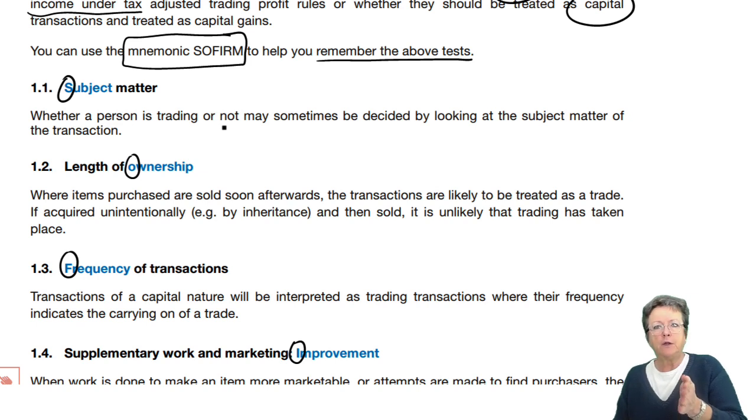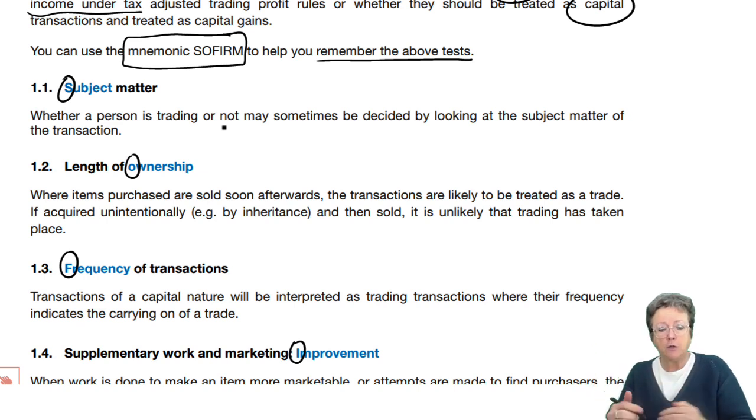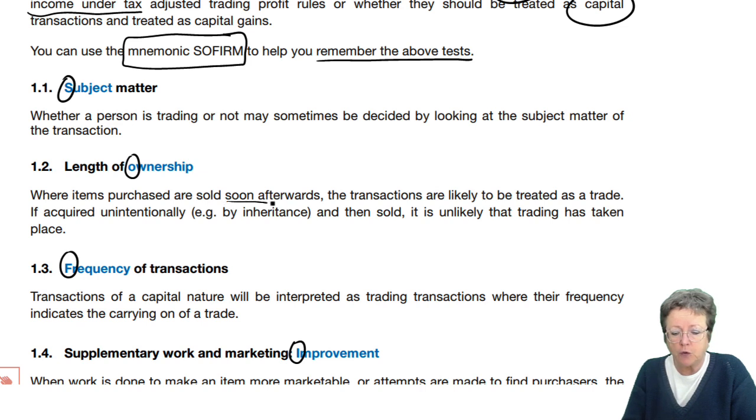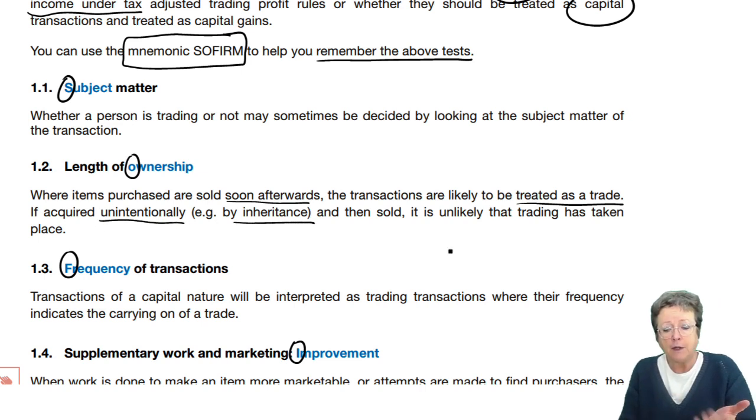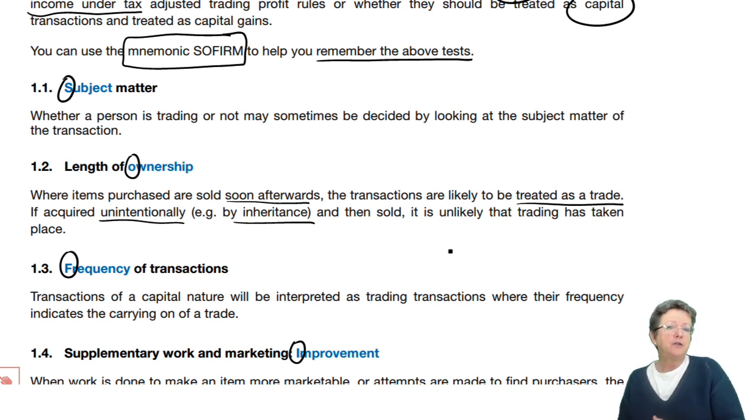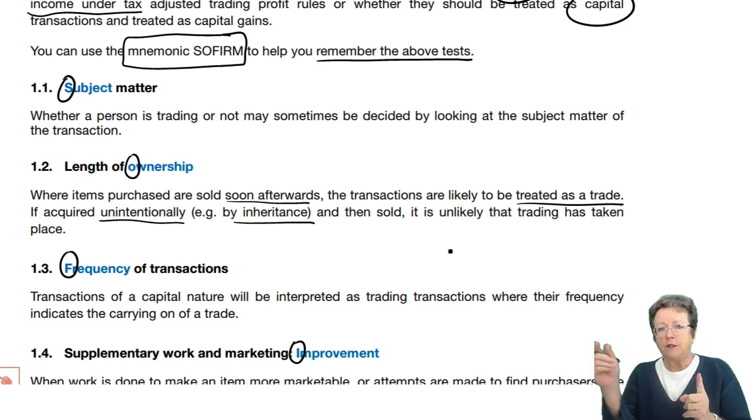How long have they owned it? So the rule is length of ownership. Read the question. It will tell you how long, and then you can determine. It says where items are sold soon afterwards, likely to be treated as trade. However, if it's acquired unintentionally, i.e. you've inherited it and then sold it, it's unlikely that trade is taking place. It doesn't tell you black, white. These are the rules. Ownership is the rule. Read the question, apply that question, and give both sides of the argument. You don't have to decide, just give both sides of the argument.